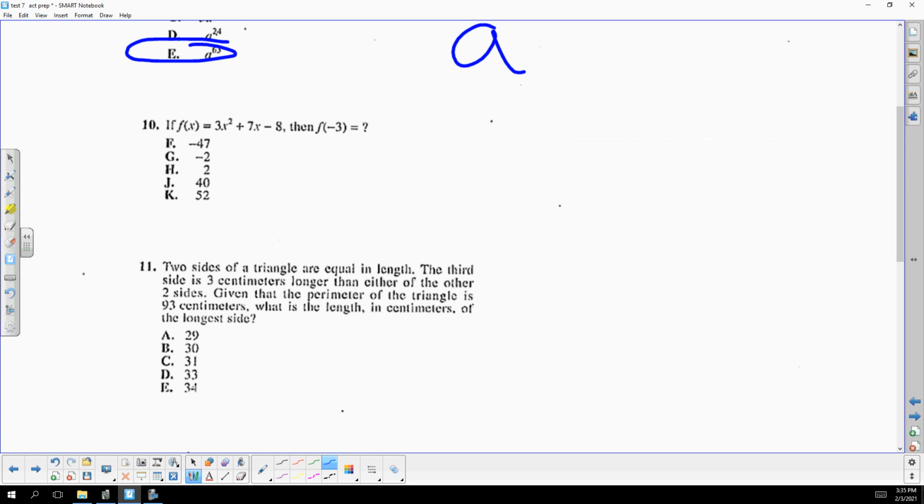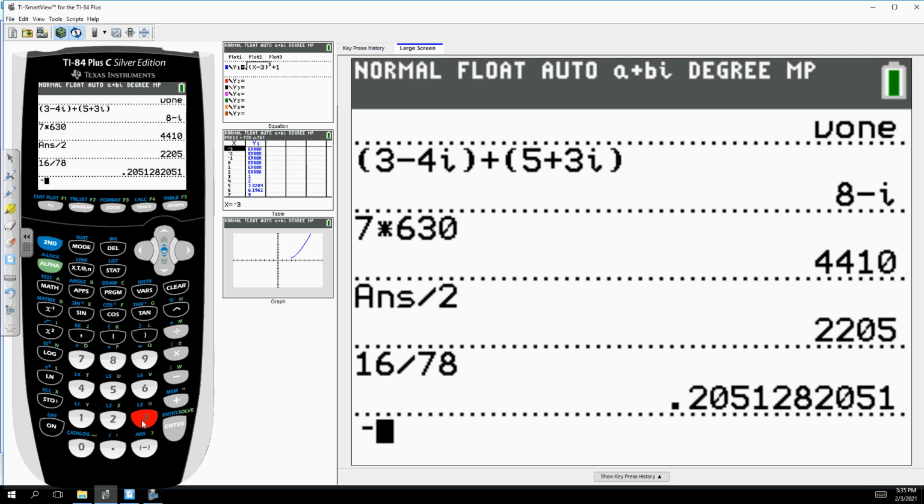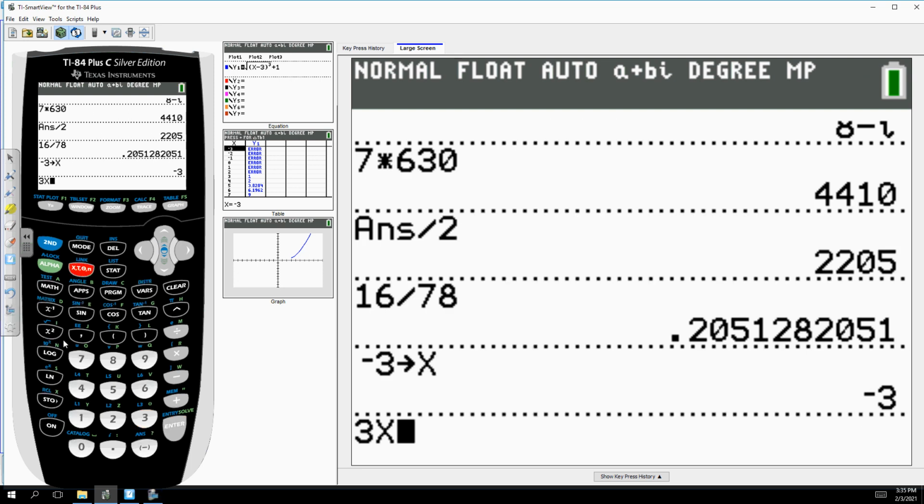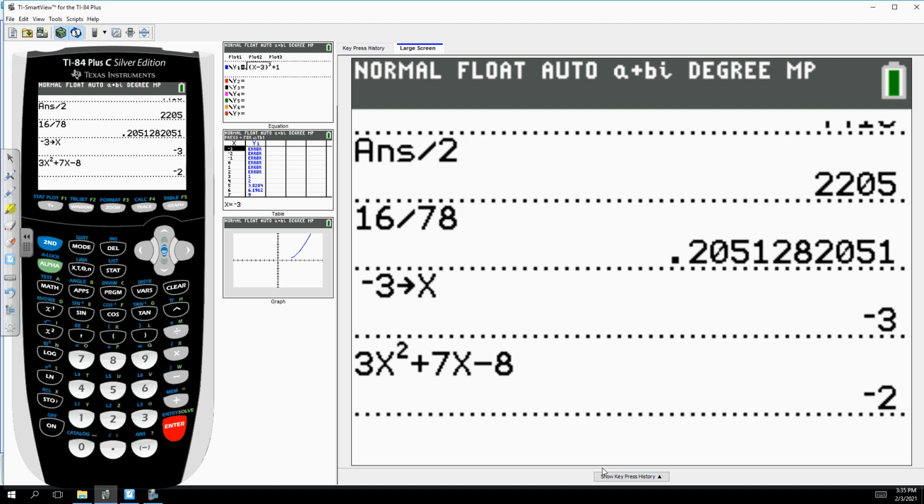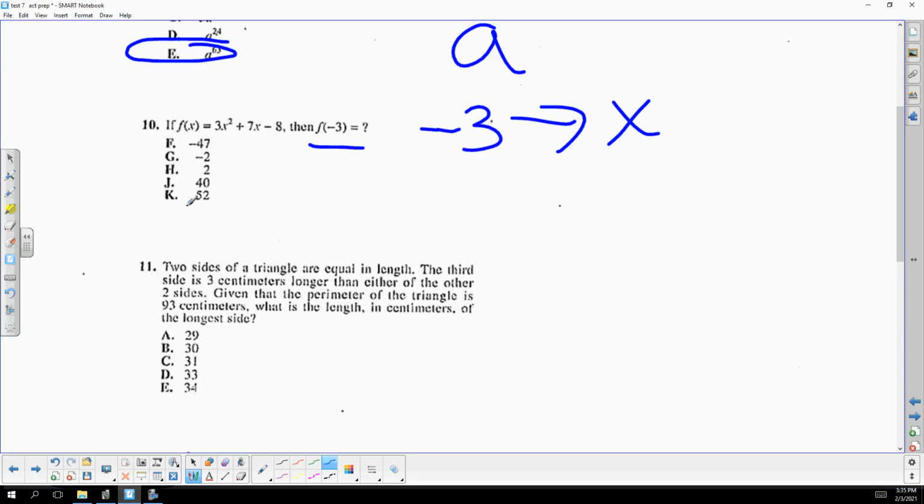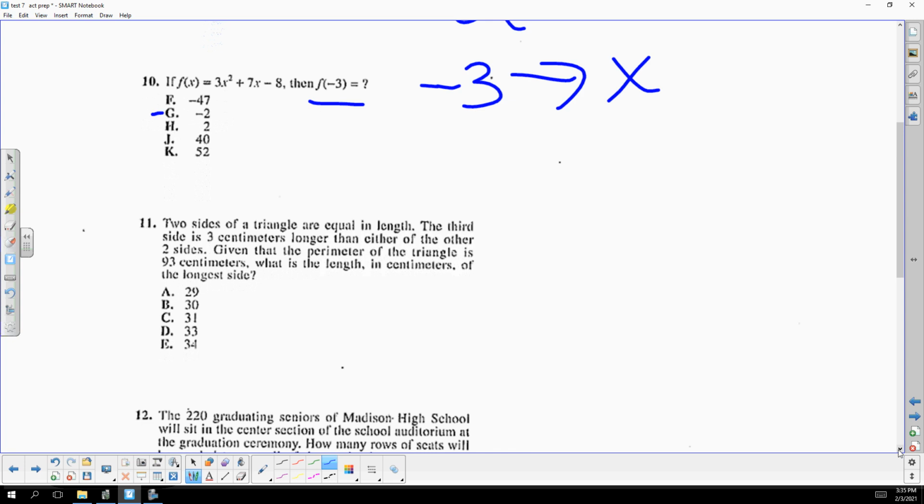Stow. Go -3, stow x. You're used to this, huh? So we go to our calculator, -3 stow x, and then we hit the equation 3x squared plus 7x minus 8. I love stow for plugging in. I could take a little second off, and it answers -2 on the problem. Okay, G.